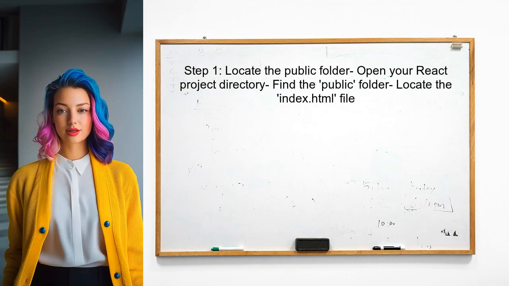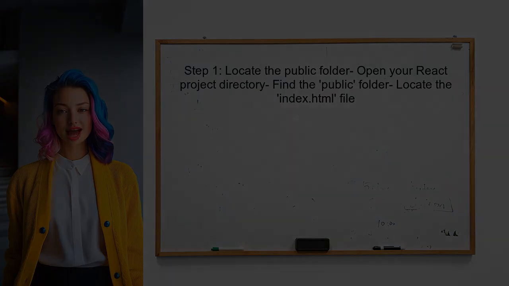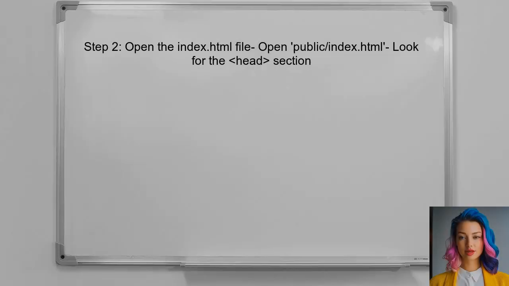To link a CSS file in the head of a React app, the user should first locate the public folder in their project directory. This folder contains the index.html file, where the head section is defined. Next, the user should open the index.html file. Inside this file, they will find the head section where they can add a link to their CSS file.